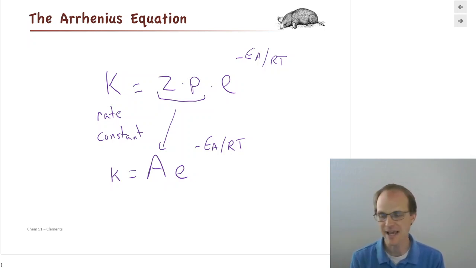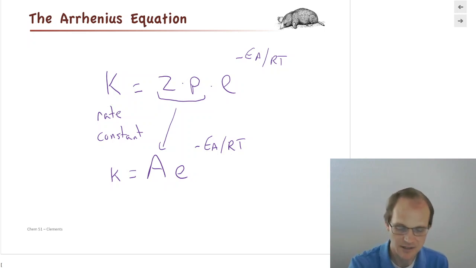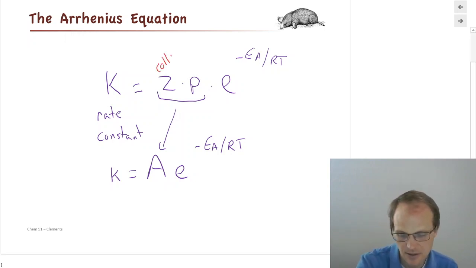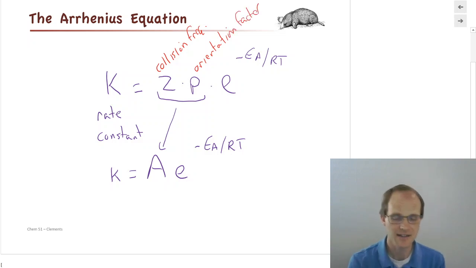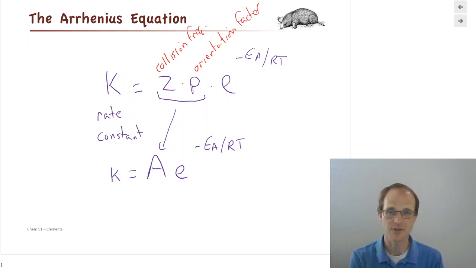The Z and the P, what they actually stand for is Z is the collision frequency. This is an orientation factor. And then we know that Ea is our activation energy. And so you can see that there is a relationship between collision frequency and orientation factor in the rate constant, but they're linear. But if you look at the relationship between k and activation energy or temperature in the rate constant, it is exponential. So there's an exponential change in rate with temperature. There's an exponential change in rate with activation energy.